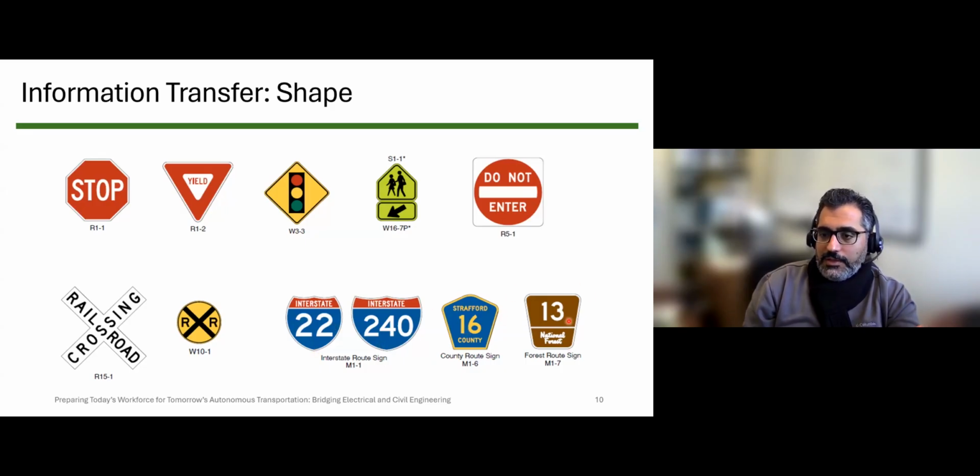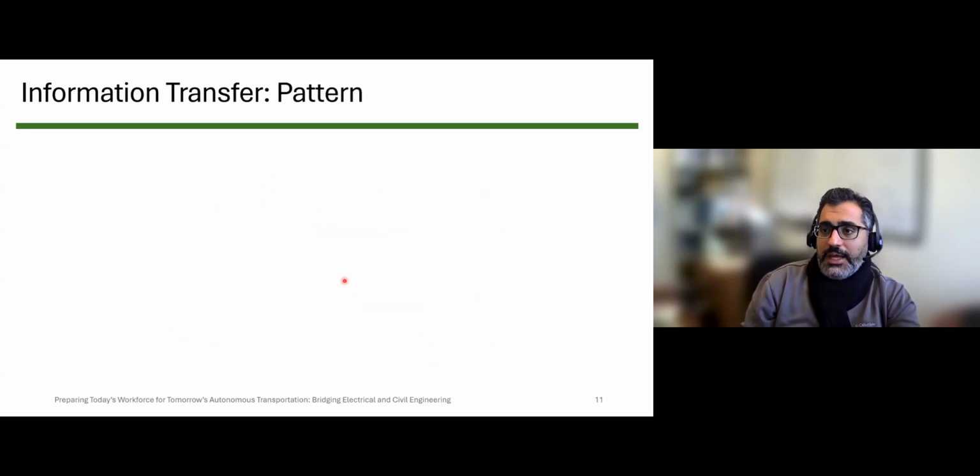For example, here, the color is brown. What was the brown showing? Historical, touristic, mostly historical areas. This is a national forest, showing a national or state forest or park. So this was a second way of communicating the message. Is there another way? Yes, we have patterns.